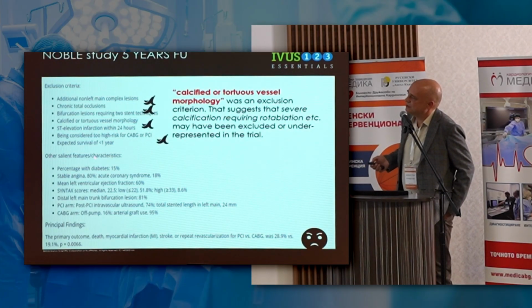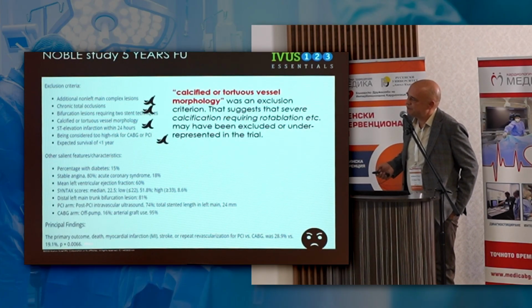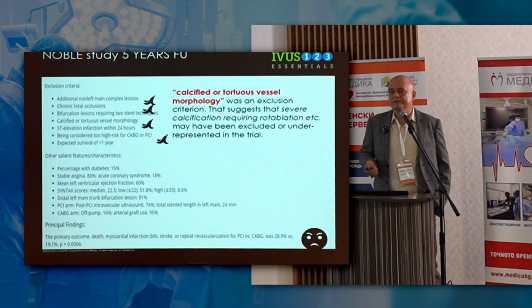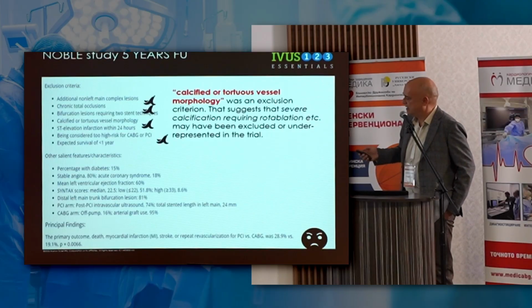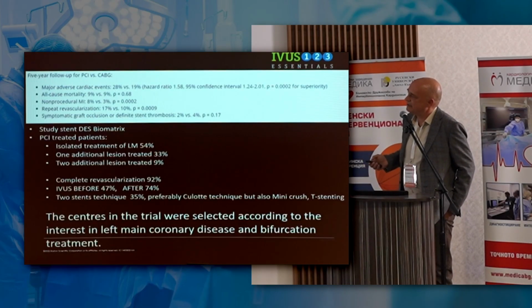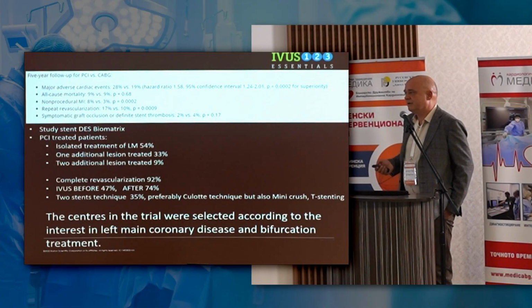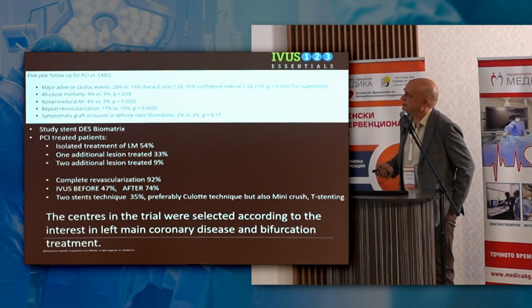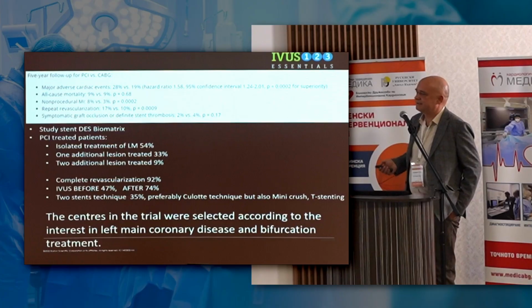We see here the percentage of diabetes, and the principal finding was in favor of CABG because of the well-known Achilles heel of percutaneous coronary interventions, which is target lesion revascularization. These are 5-year follow-up results. Again, we have IVUS before 47% and after 74%.